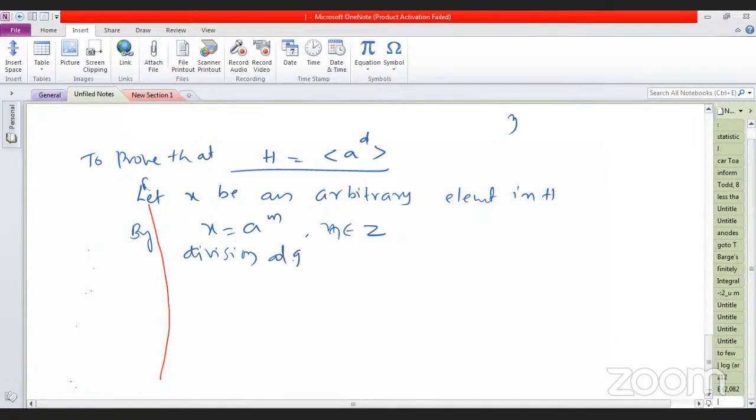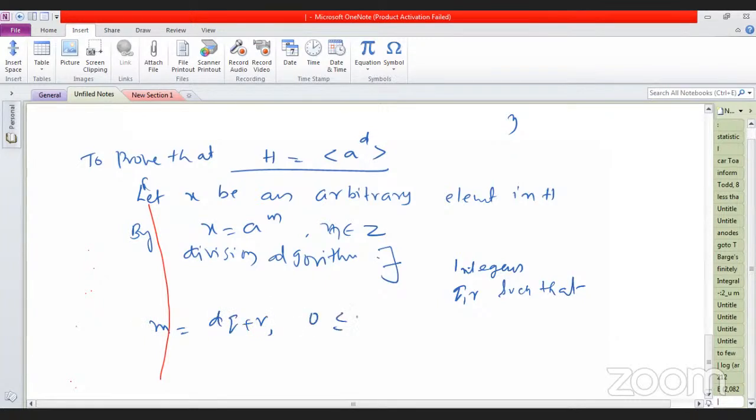By division algorithm, we have to take here, what is this symbol? There exists. Very good. There exist q, r such that we can write m equals dq plus r, where 0 less than or equal to r less than d.